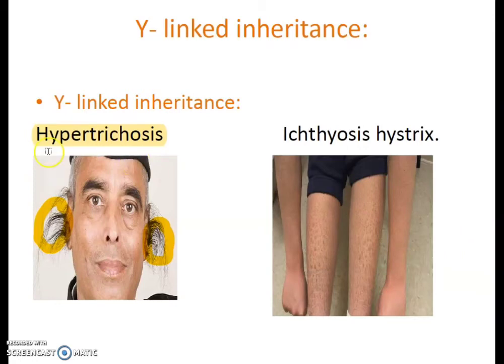Y-linked inheritance. The hypertrichosis gene is present on the Y chromosome. The Y chromosome always goes from father to son, not to the daughter. So it is inherited from father to son directly. As well as that, there is hystrix, the scale on the skin. This character also is inherited from father to son. In the father there is a Y chromosome, and it is inherited from father to son. So it is called Y-linked inheritance.